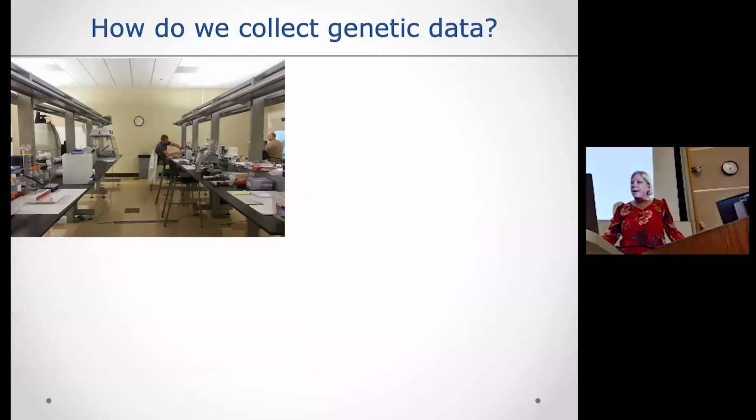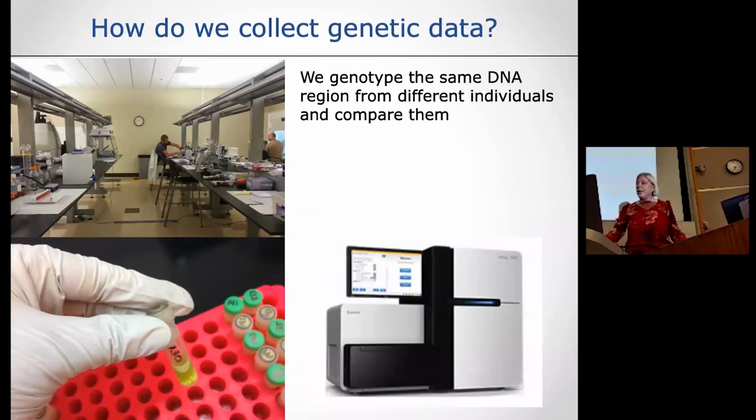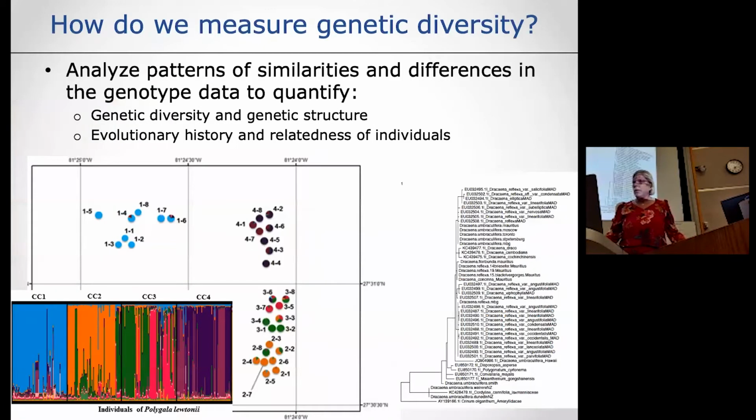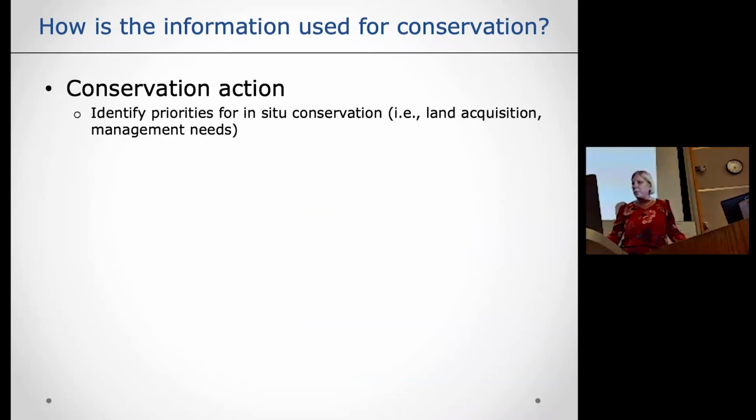We bring them back to the lab. This is what my lab looks like. We extract DNA out of them. And then we will genotype the same DNA regions from different individuals and compare them. And then we'll analyze patterns of similarities and differences among the individuals in those populations and use that to answer conservation questions. So what we'll do is then we'll usually communicate our results either through reports or through talks to land managers. And so they'll use the data for specific purposes.